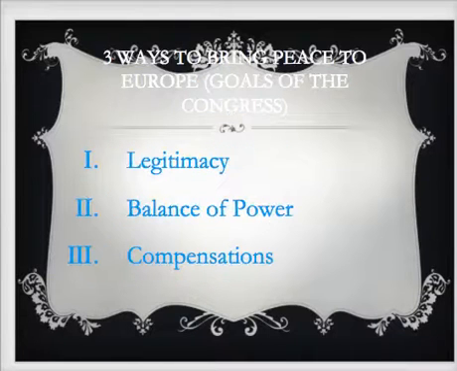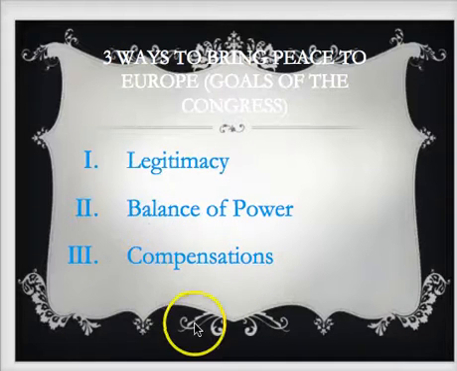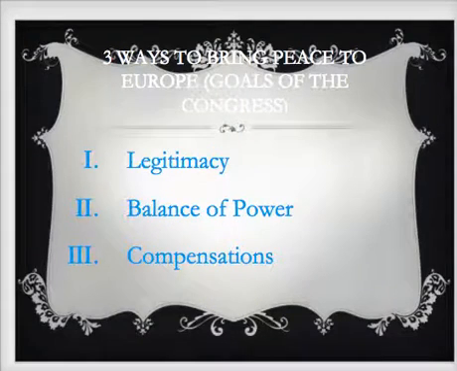So their idea is to bring peace. How are they going to bring peace? They're going to bring peace through these three methods. They're going to look to return legitimate governments. For them, that is the ruling royal families, those dynasties. Balance of power, making everybody equal, and they're going to have France pay for the trouble that it cost.